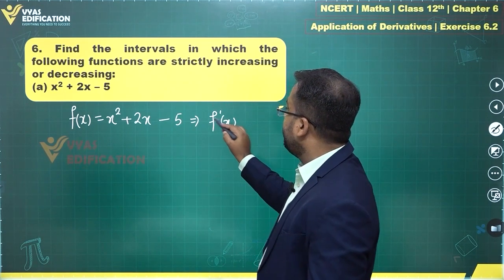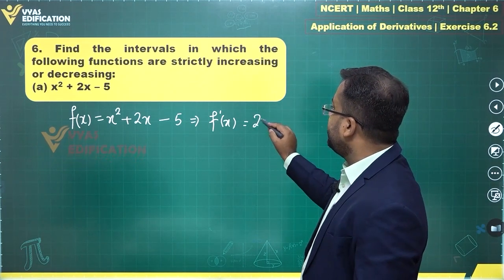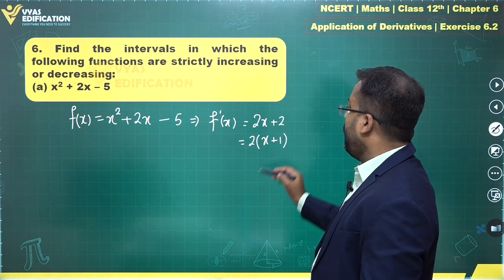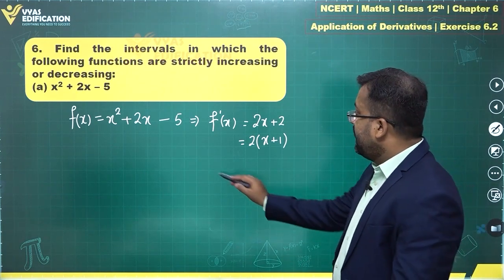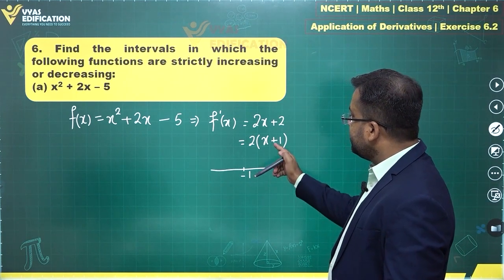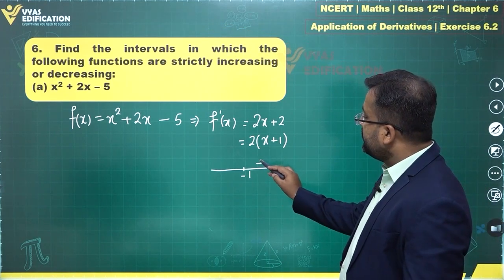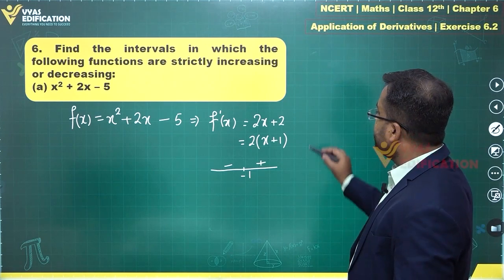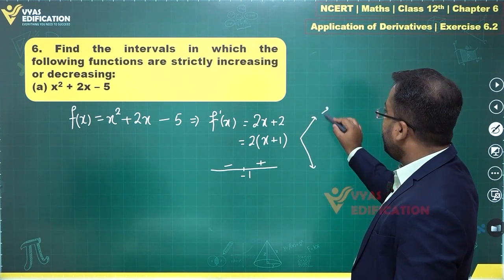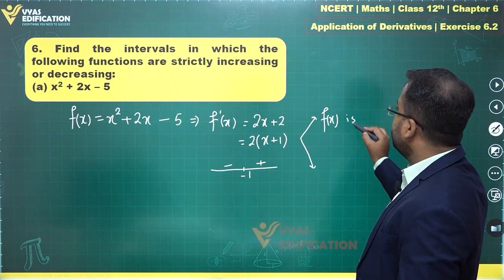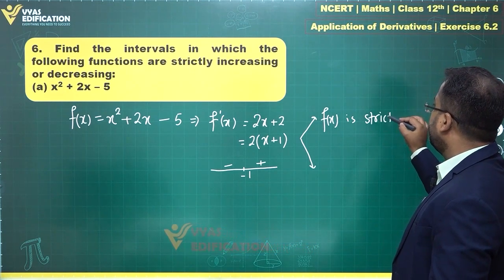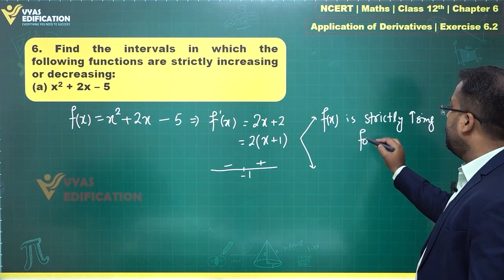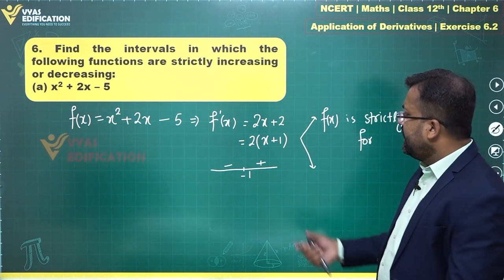f prime x is equal to 2x plus 2, which is 2 times (x plus 1). Can you note that? Yes. And mark the critical point, this is minus 1, right? Here the derivative will be positive, here the derivative will be negative, and on the basis of this you can say that f(x) is strictly increasing for which values of x in this interval?